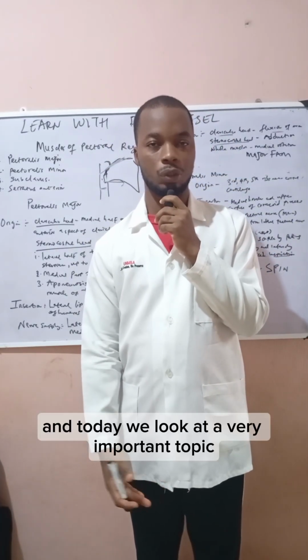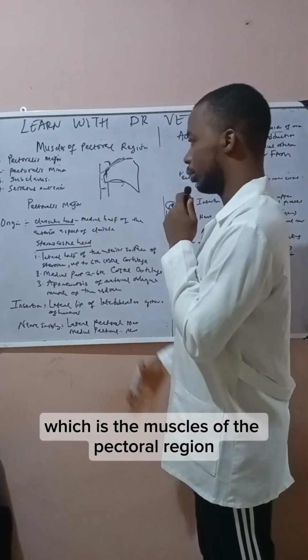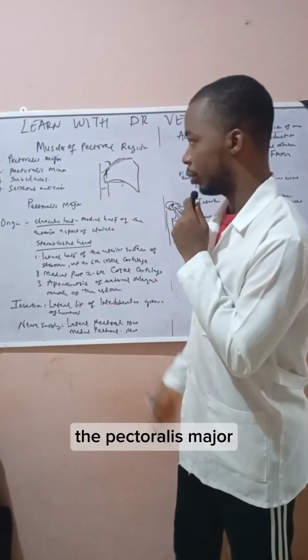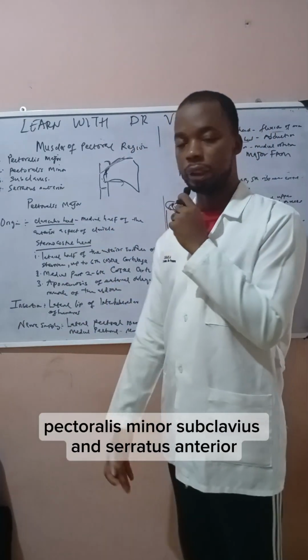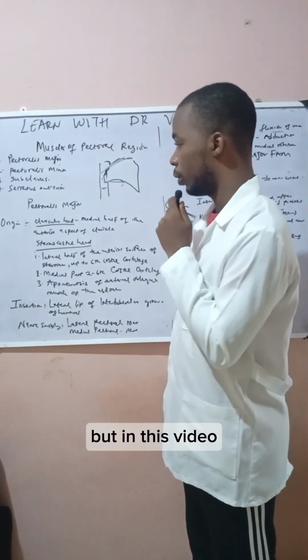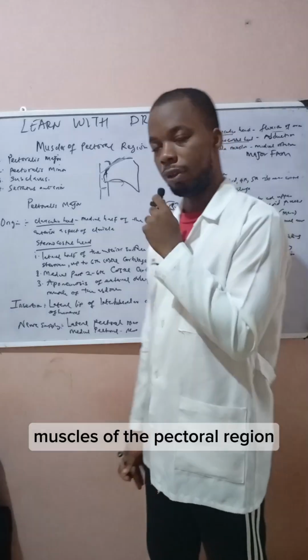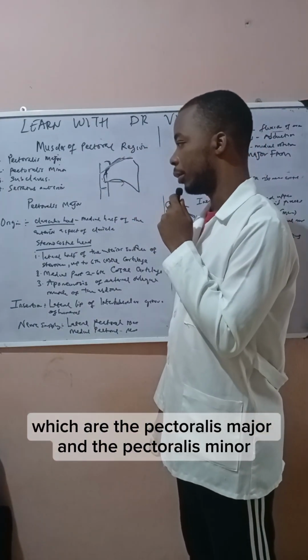And today we're looking at a very important topic, which is the muscles of the pectoral region. The muscles of the pectoral region include the pectoralis major, pectoralis minor, subclavius, and serratus anterior. But in this video, we'll be looking at just the first two muscles of the pectoral region, which are the pectoralis major and the pectoralis minor.